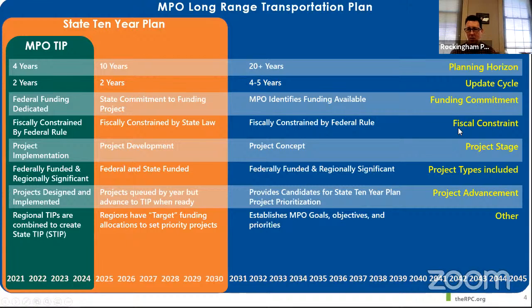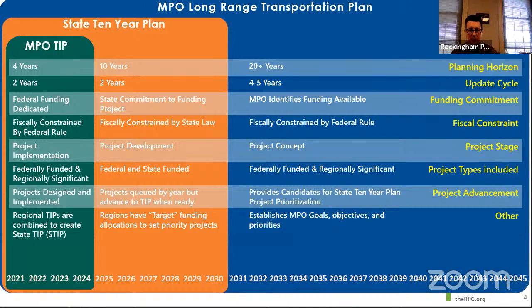And from that, we draw our candidate projects for the state 10-year plan. Now, the state 10-year plan, that's a state-run process. It's cyclical every 2 years. That is essentially the state's commitment to funding a project. Projects on that list are required to be fiscally constrained by state law, and it's a mix of federal and state funded projects. As projects enter the 10-year plan, they generally enter at the outer years and move forward in time as they get closer. And within the 10-year plan, the regions have been given a set of target funding amounts to set our priority projects for that funding.